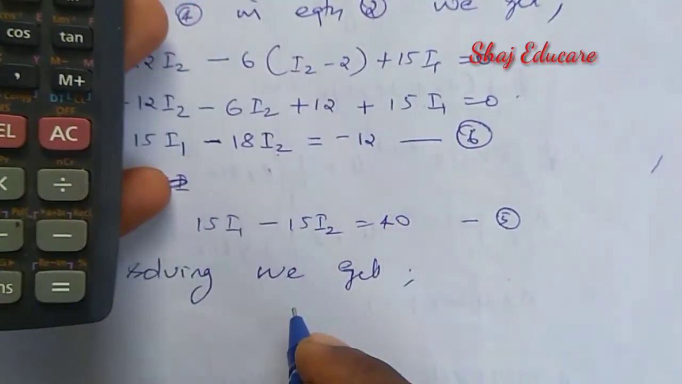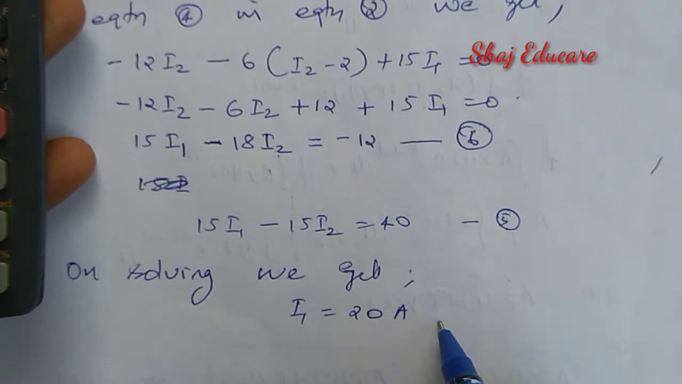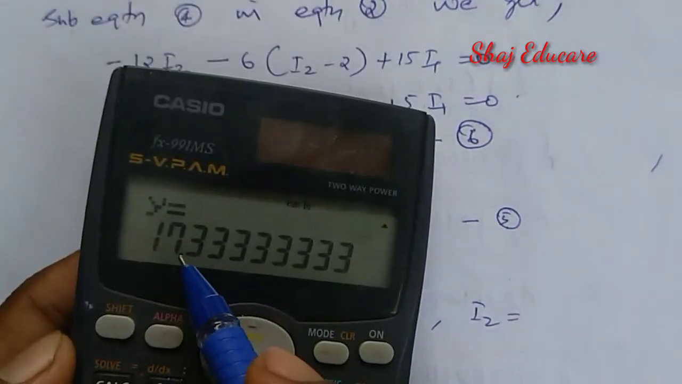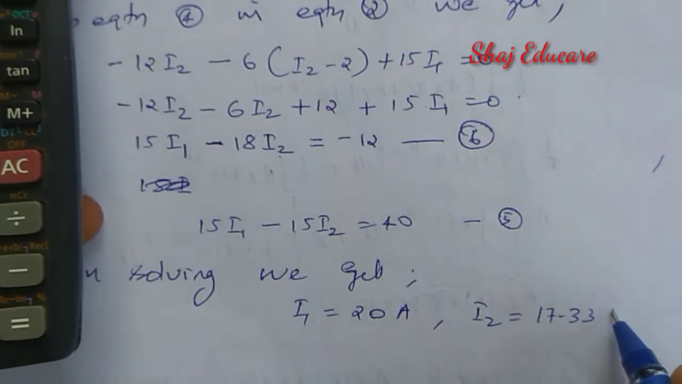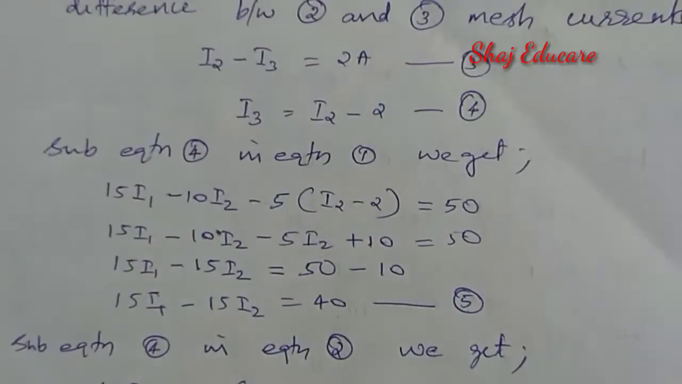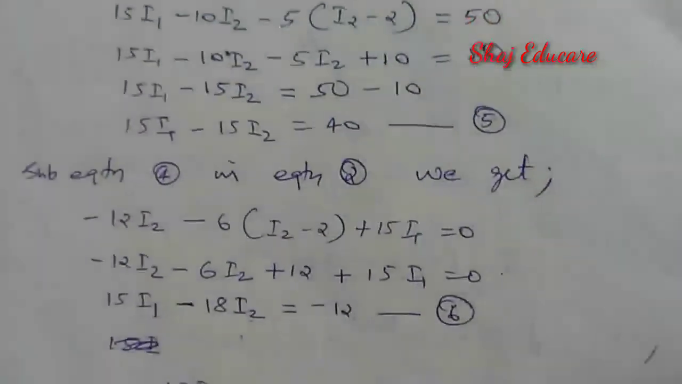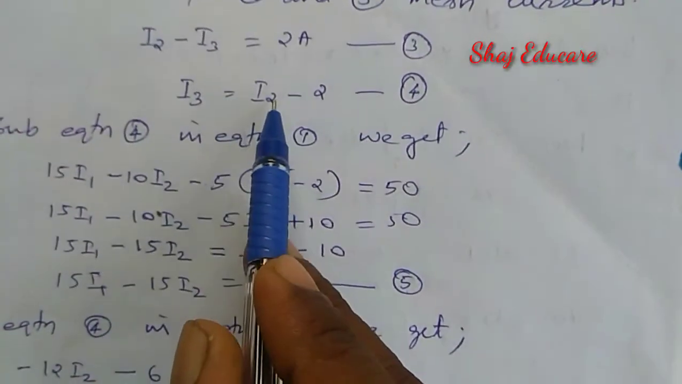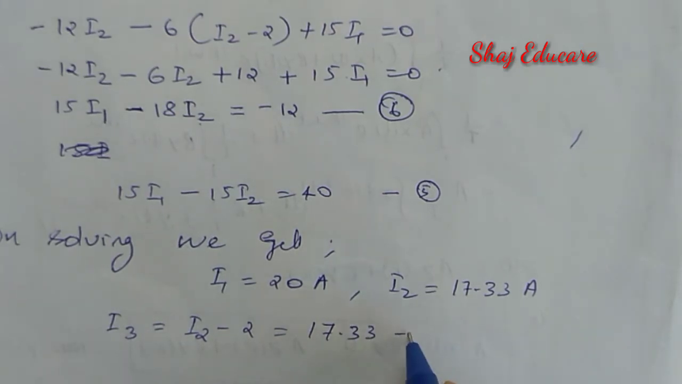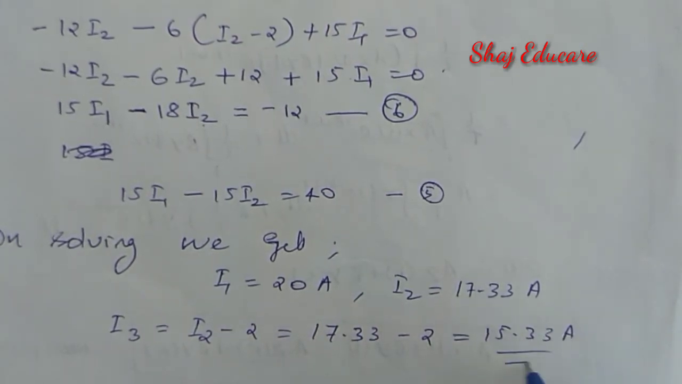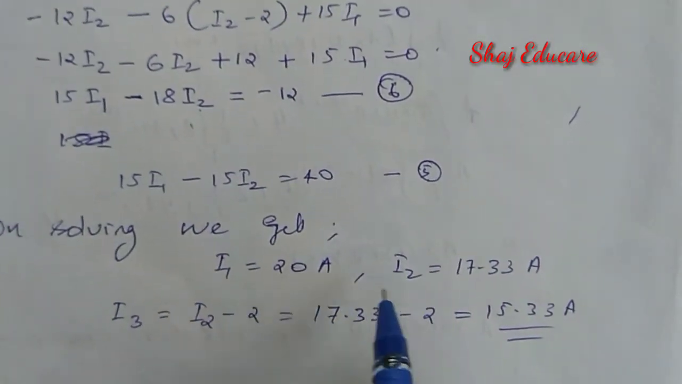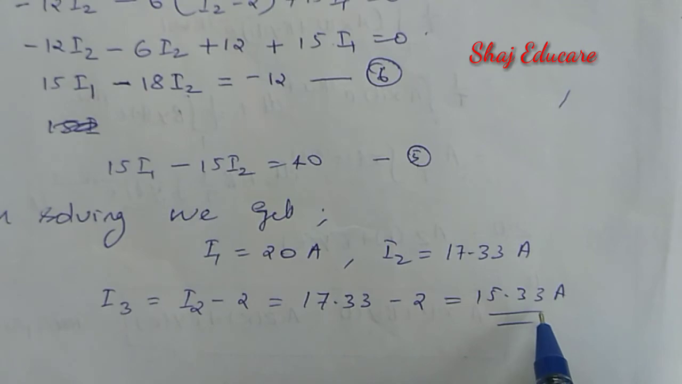X equal to 20 means I1 is equal to 20 ampere. And I2, that is equal to y, is 17.33 ampere. Now we have to find one more current, I3. From equation 4, I3 is equal to I2 minus 2. I2 is 17.33, minus 2 gives 15.33 ampere. So these are the currents we obtained from our mesh equations: I1 is 20, I2 is 17.33 and I3 is 15.33.